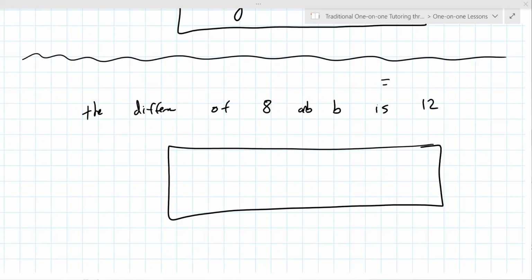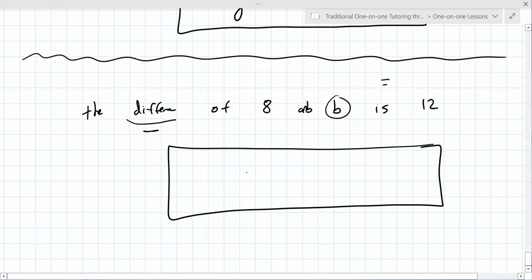Done. All right, so the difference of 8 and B, difference means subtraction. We're going to put the variable first. B minus 8 is, that's equals 12. Is that what you wrote? Yeah. Excellent.